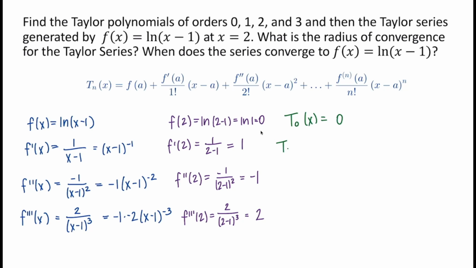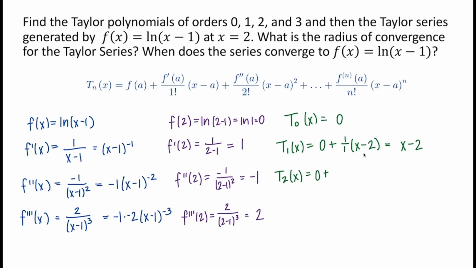And then T sub 1 of x, the first order or first degree, is now going to be the first 2 terms. So we're going to have 0 plus f prime of 2, which was 1, over 1 factorial. So it's just 1 over 1. And then x minus a, the center is 2, so x minus 2 to the first. So we really just have there x minus 2. And then T sub 2 of x, the second order, and in this case second degree, Taylor polynomial will be the first 2 terms.